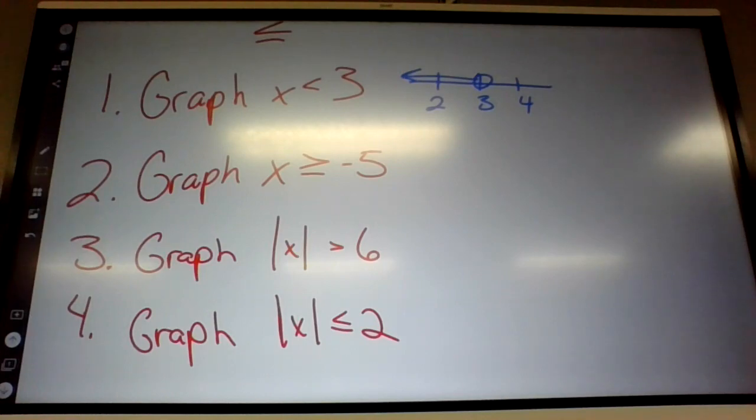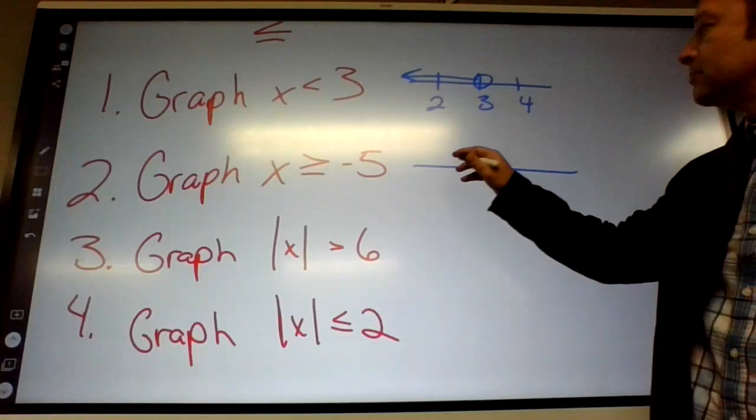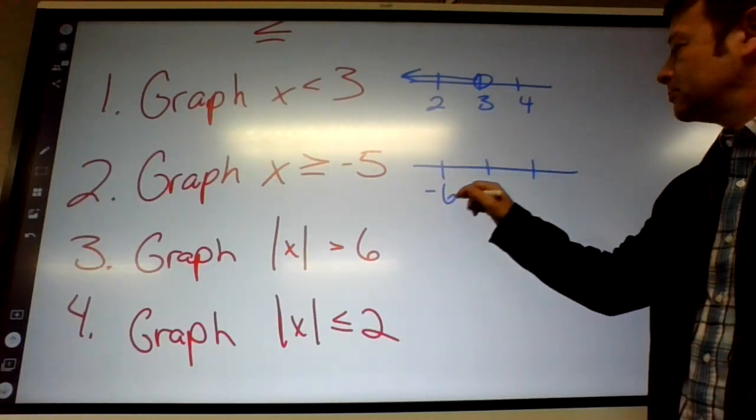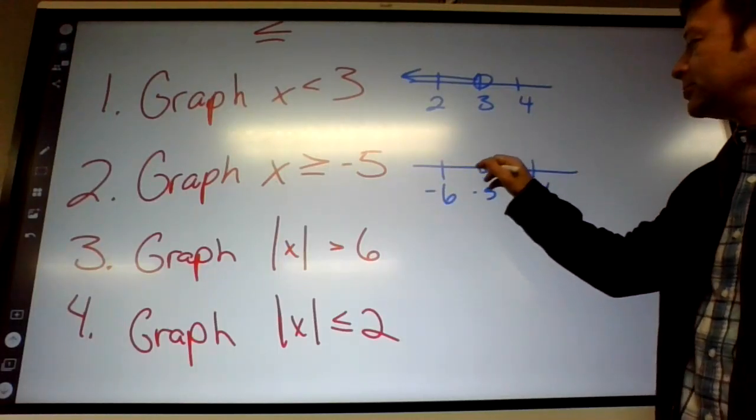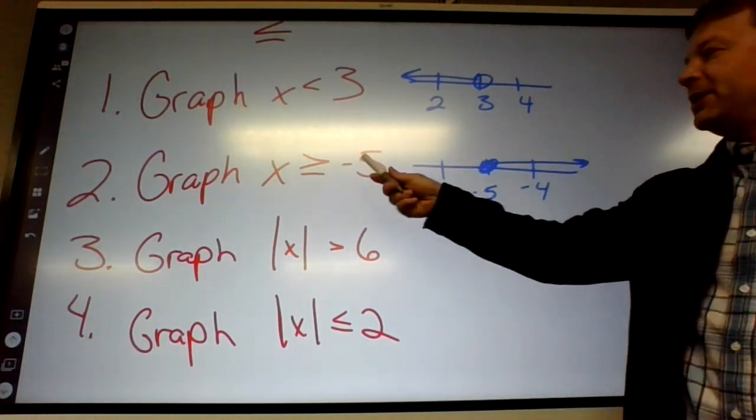Number 2, Sophia, what does that look like? A closed circle, because there's an equals to, going right. These kind of match the arrows.